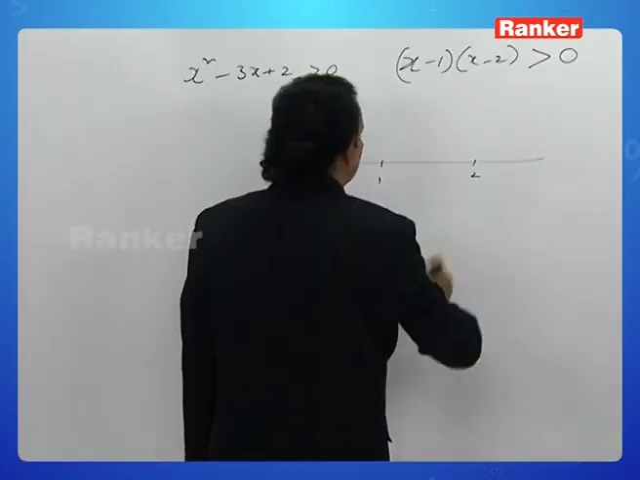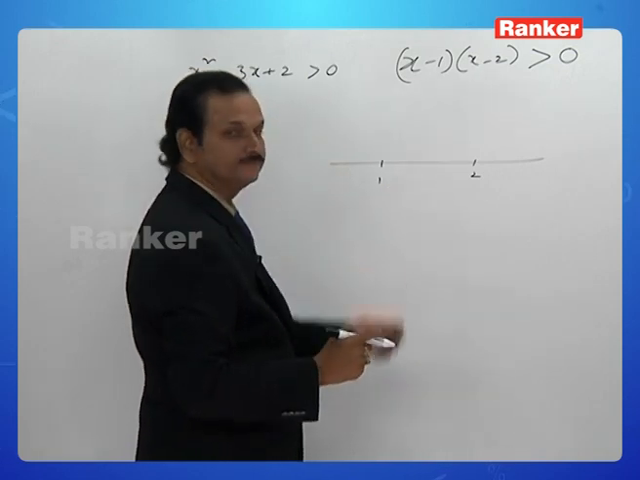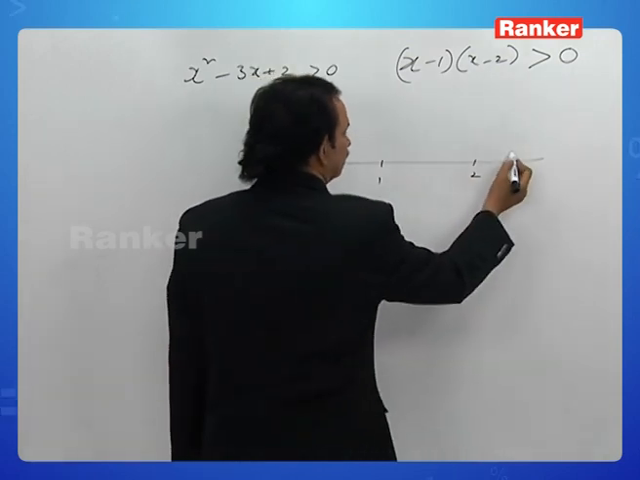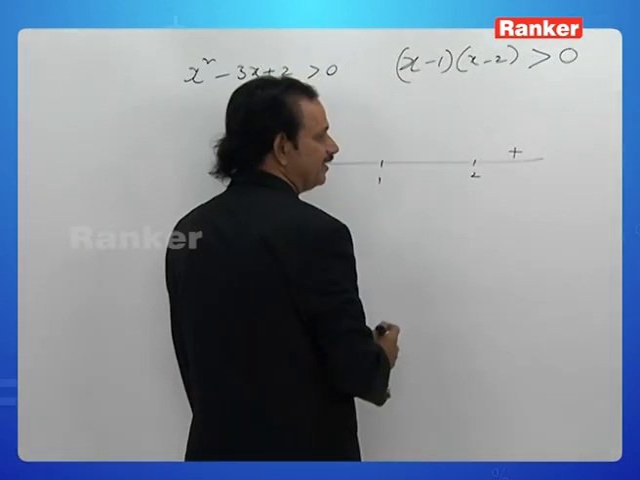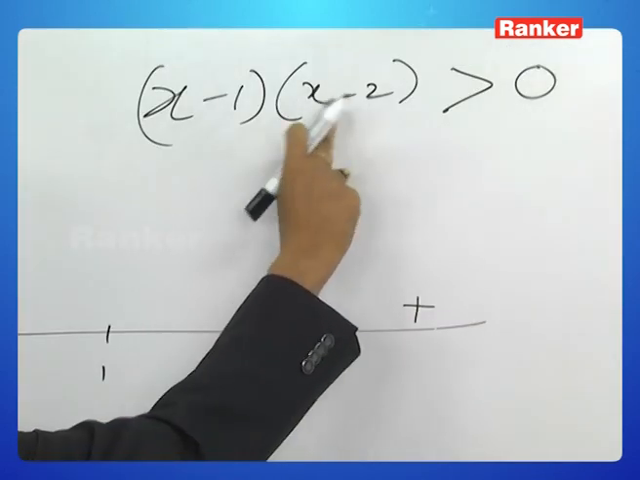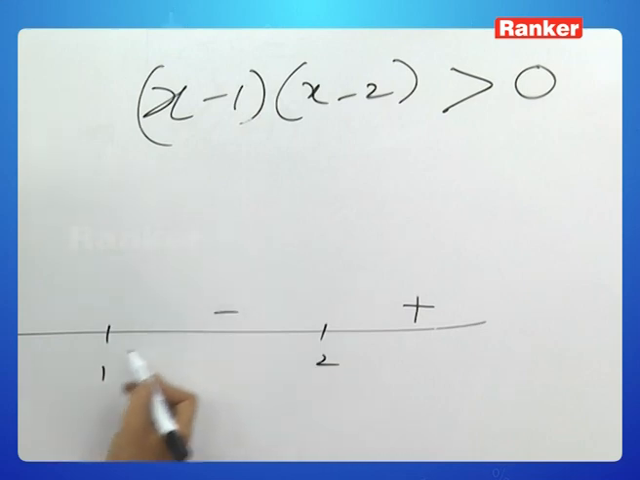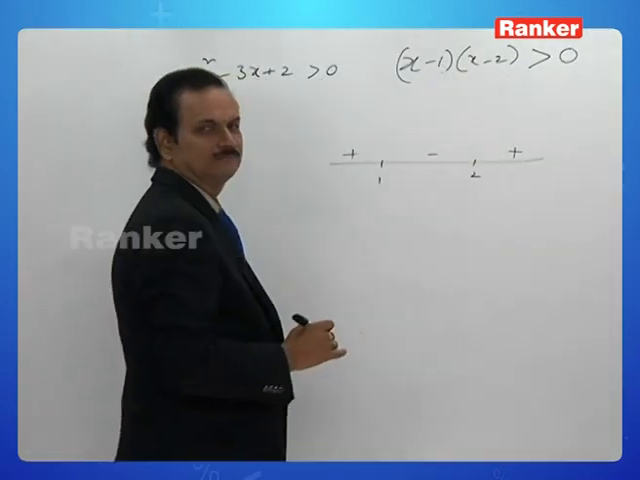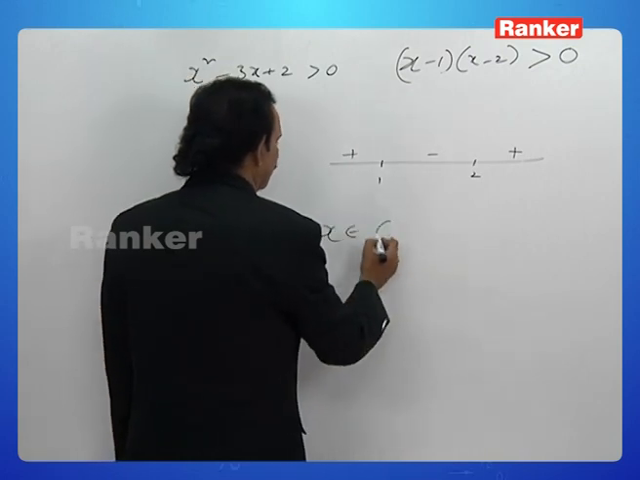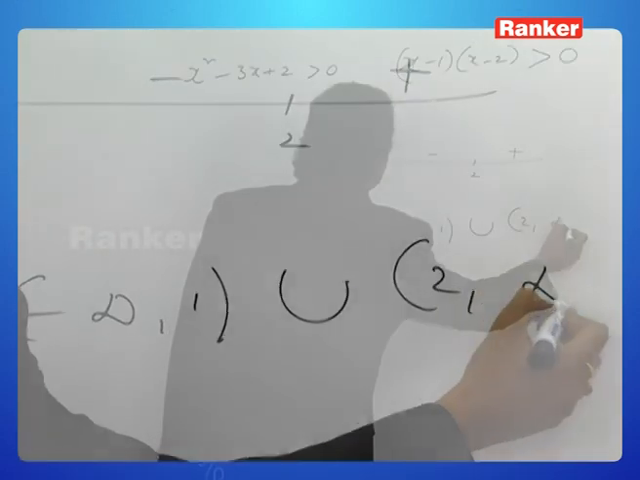1, 2. You just draw x-axis, plot the points 1 and 2. We want to have greater than 0. You put plus here. Why? Because if you take x here, x is greater than 2. So, this is positive, total is positive. Next one, here negative, here positive. That's all. We want to have the positive region. Therefore, x belongs to minus infinity to 1 union 2 to infinity.